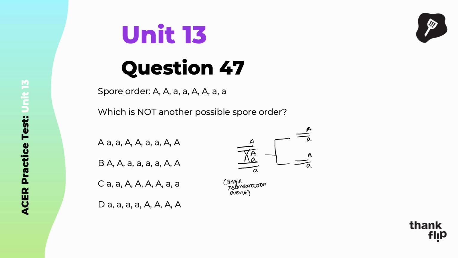And it says assume that there's just been a single recombination event for question 47 and 48. So keeping that in mind, let's look at question 47. So we're given the spore order here. And this is the spore order that's shown in our flow chart, so figure 3. And it's asking us which of the following is not another possible spore order for the myocytes that are shown there. So I've drawn out the myocytes that I've shown, and I've drawn out the recombination event as well.